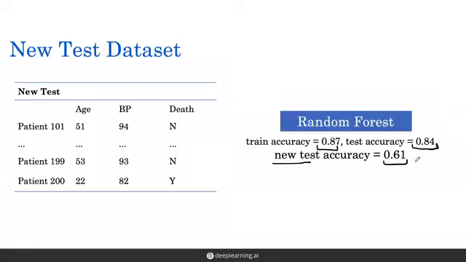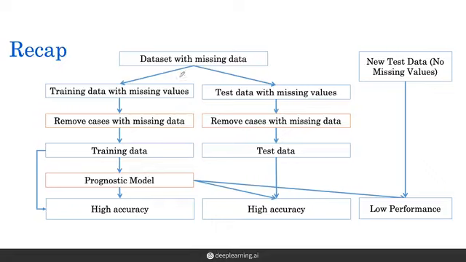And I just want us to think about what we have done so far in this pipeline. So we had a data set with missing data. We created a train test split, and our train data had missing values, so did our test data. And so we just removed the cases with missing data from both, such that we had training and test data with dropped cases. And we built a prognostic model that was predicting death using age and BP.